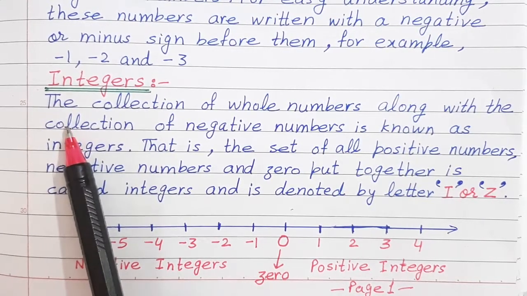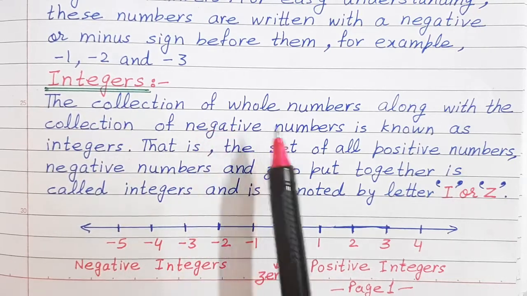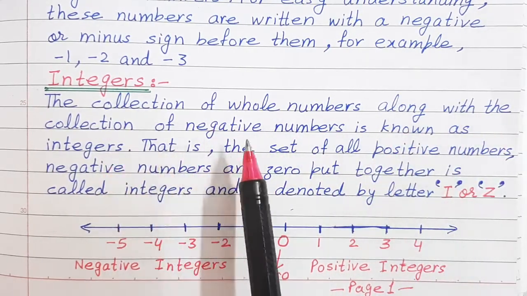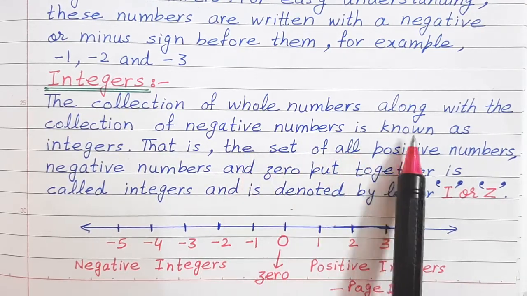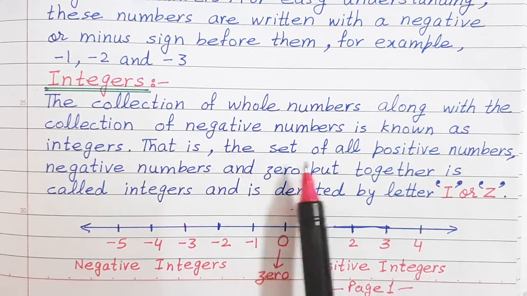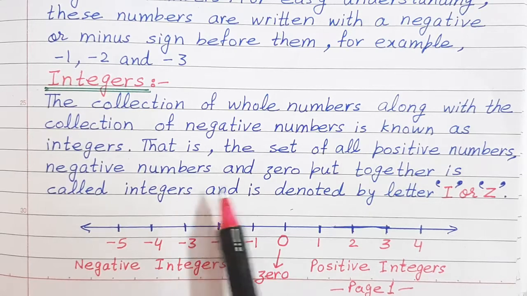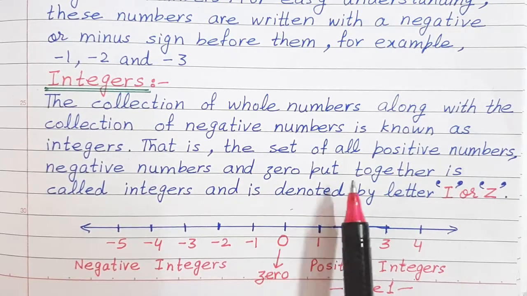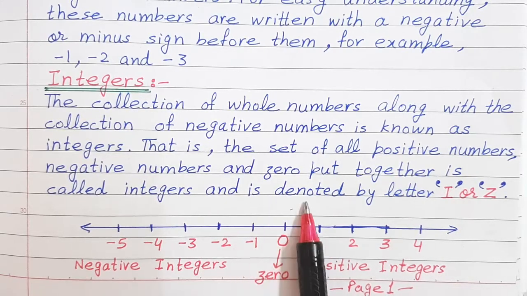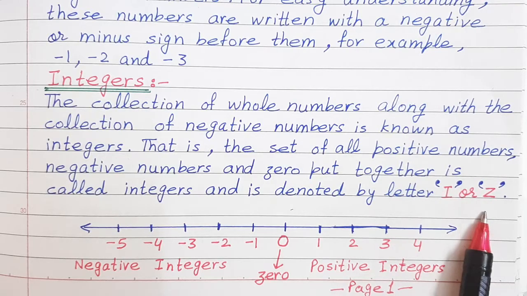Now, let us discuss what is an integer. The collection of whole numbers along with the collection of negative numbers is known as integers. That is, the set of all positive numbers, negative numbers and 0 put together is called integers and is denoted by letter I or Z.